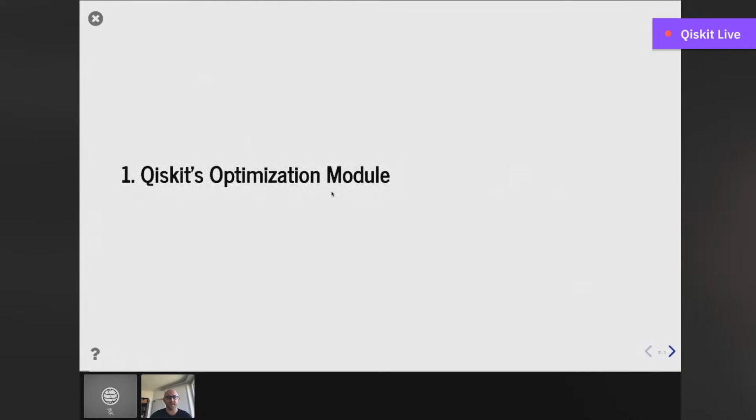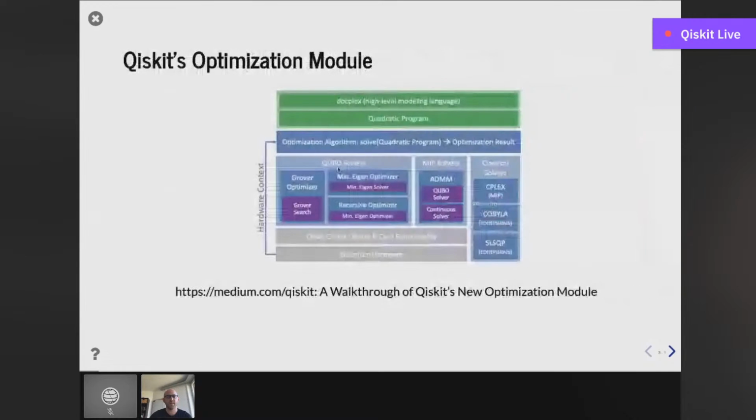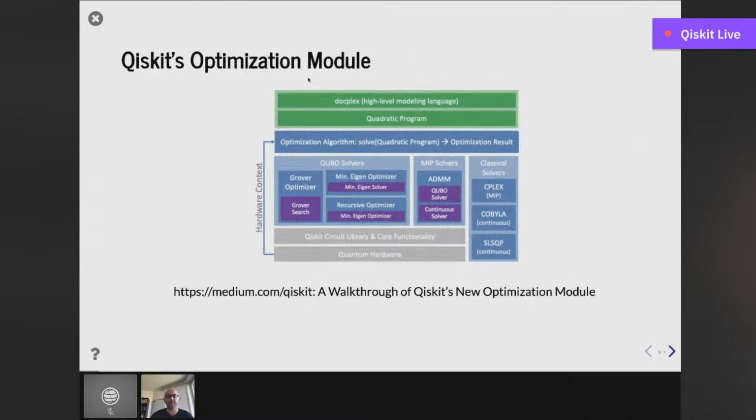So the Qiskit optimization module. What you see here is an overview of this module, and you see it really covers the high-level modeling down to the quantum hardware. And I'd like to walk you through different parts here. First, the modeling of optimization problems can be done here using DOcplex. And DOcplex is a high-level modeling language. So this is really convenient to formulate optimization problems. And you can write them down more or less like you would write down the mathematical formulas. And I'll show an example about this in a moment.